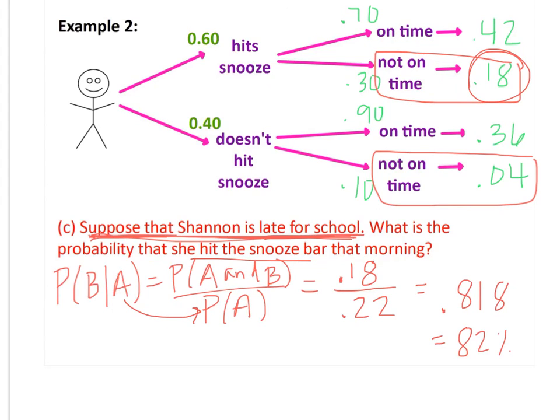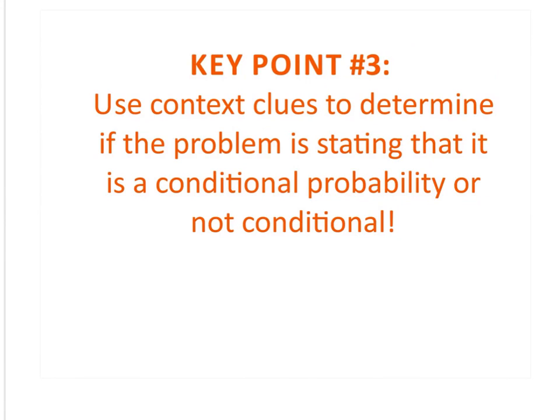So that increases my likelihood of hitting the snooze. If Shannon knows she's late for school, there's a much greater probability that she hit the snooze bar than that she didn't. The whole purpose of conditional probabilities is to make my denominator smaller. Instead of this being an 18% chance, it's now 18% divided by 22%, which increases the likelihood of her hitting the snooze rather than not hitting the snooze. So key point 3: we use context clues like suppose or given or we know that to determine if the problem is stating that it is conditional or not conditional.